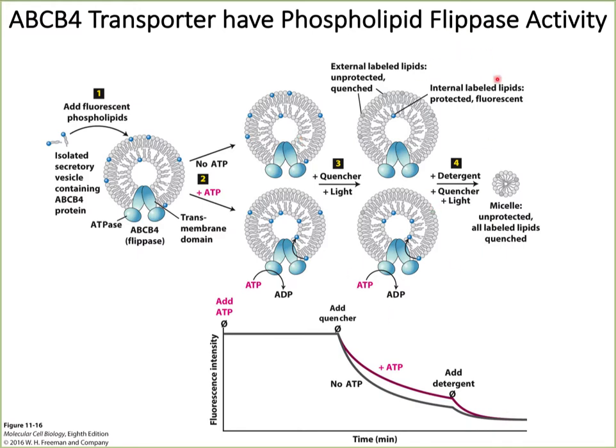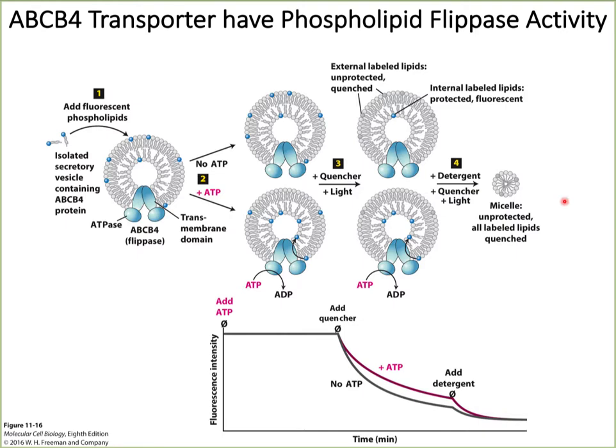In step 3, a non-membrane permeating dithionite destroys the fluorescence of fluorescent head groups exposed to the medium. So only the labeled phospholipid flipped into the inner leaflet will preserve fluorescence, and all the ones on the outer leaflet will be quenched, having no fluorescence. So the greater fluorescence, or less quenching, observed in the presence of ATP than in its absence indicates ABCB4 has flipped some of these labeled phospholipids to the inside leaflet, which were not quenched by dithionite.